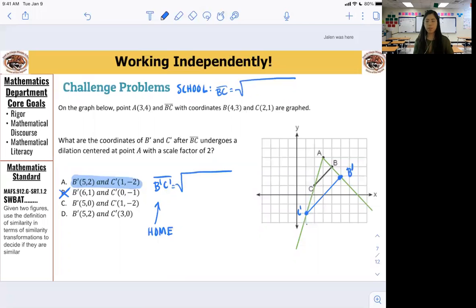School group, do you agree with your classmate Perla? Janelle's got something different. Okay, so confer. Talk amongst yourselves. See if you can figure out why. How about my home group? Jalen, Emily, Rios, Samaj, what do we got?